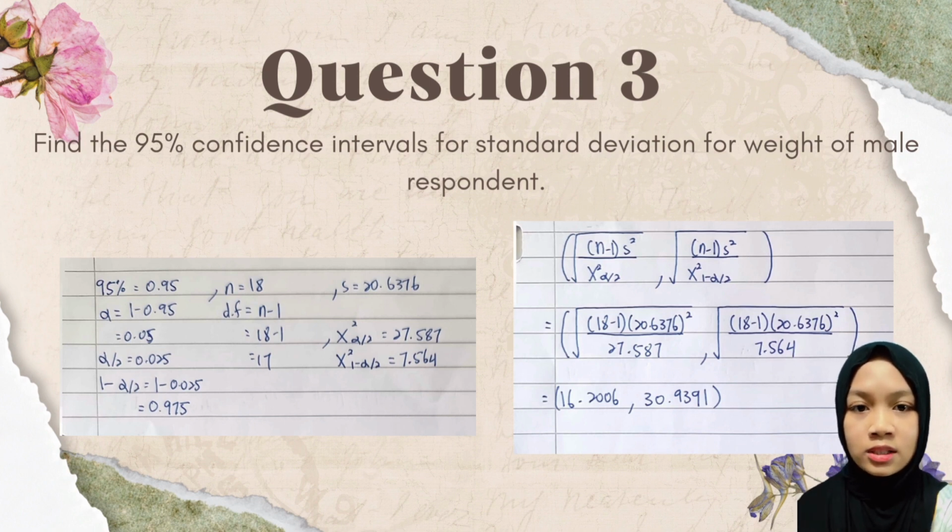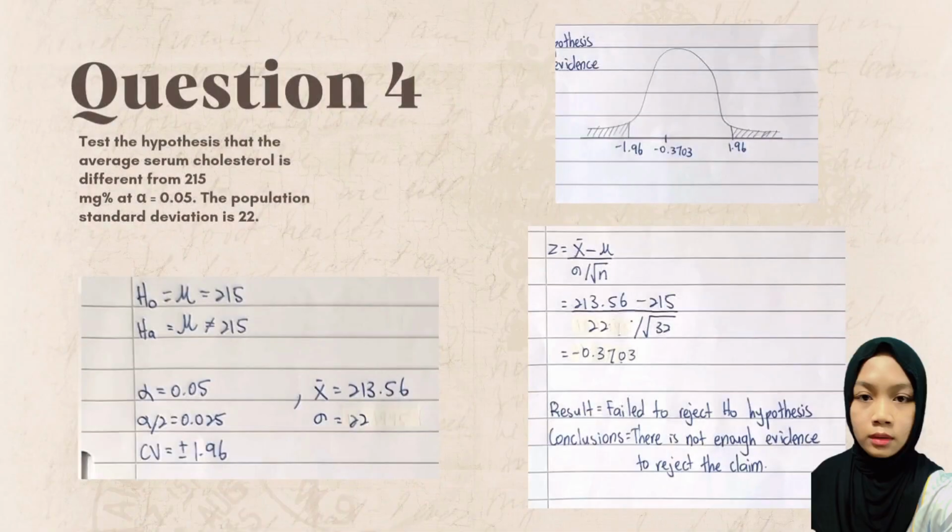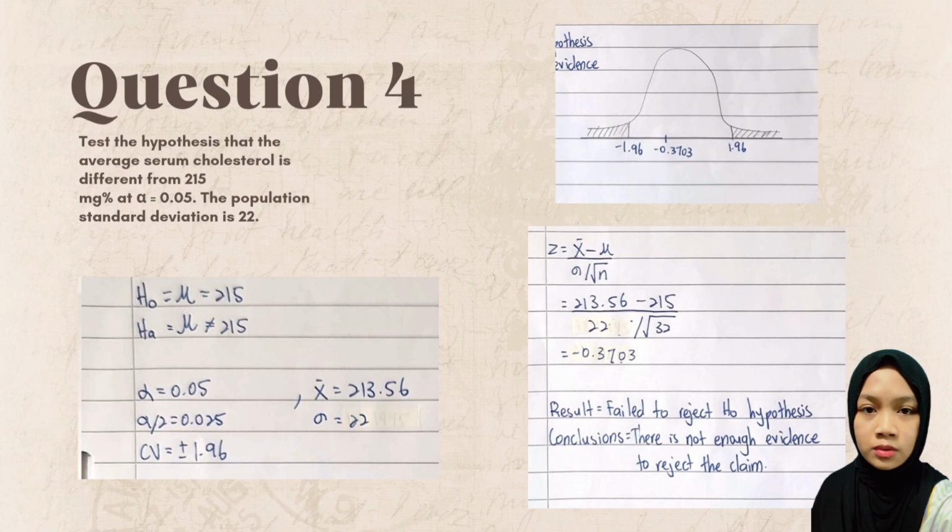So the number of samples is 18, minus 1 gives 17. After that, I searched the chi square table and got chi square alpha per 2 is 27.587 and chi square 1 minus alpha per 2 is 7.564. By using the chi square formula, we got the answers, which are 16.2006 and 30.9391.